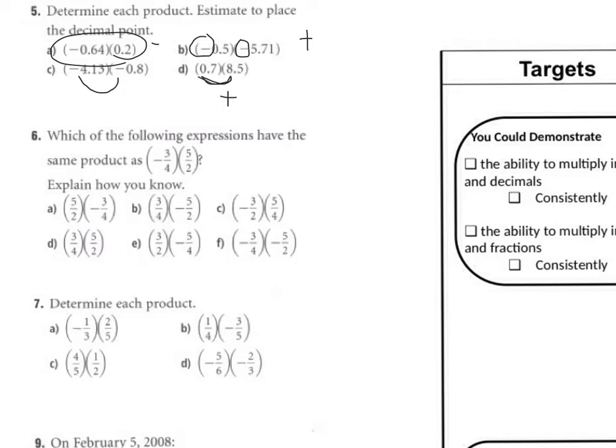Now again, this only applies to multiplication and division. It does not apply to adding and subtracting. Those are separate rules. So let's look at some examples like number 6.